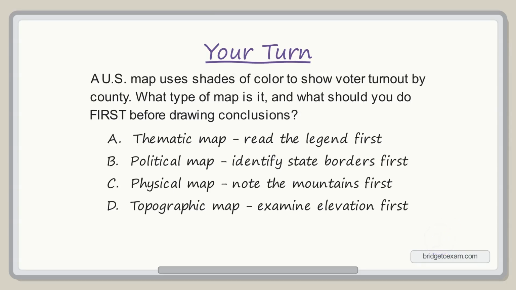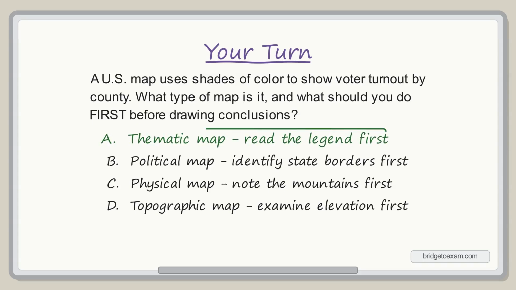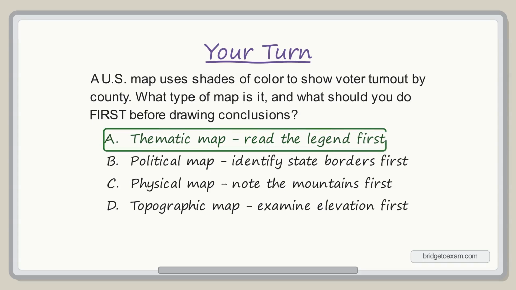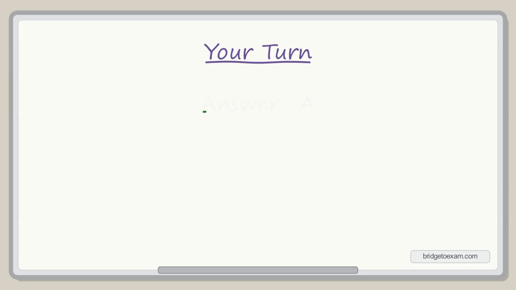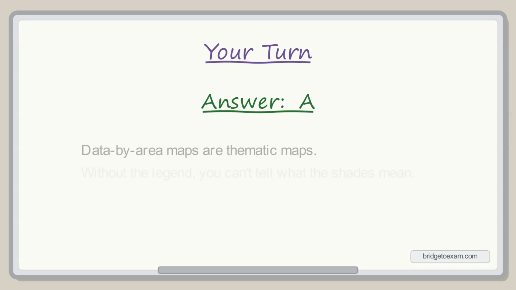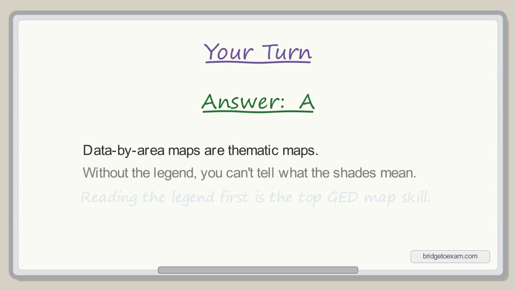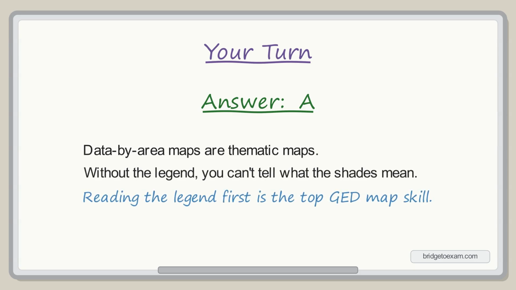The answer is A. A map showing data by area is a thematic map, and the first thing you must do is read the legend to learn what each color shade represents. A map showing statistics across areas is thematic, and the legend is everything. It tells you whether the darkest shade means 80% turnout or 40. Reading it first is the top map skill the GED tests.